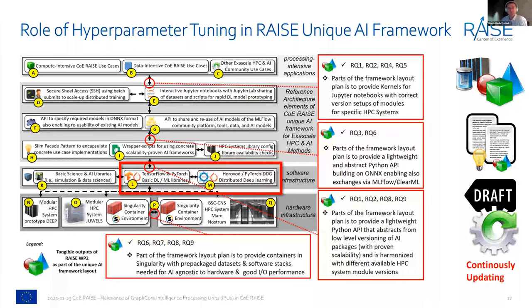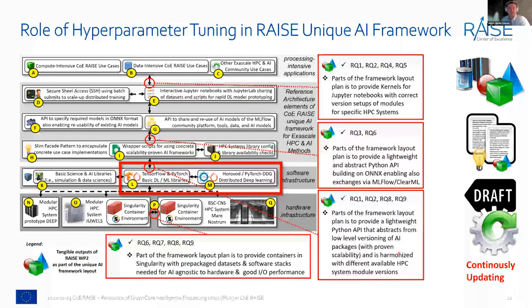You see here a little bit our RAISE unique AI framework as a blueprint, so to speak, of the different added values it gives. And it has essentially a certain collection of Jupyter kernels, which really are proven to work well on HPC systems. We have a light framework from Python that abstracts a little bit from the underlying libraries very soon. We're working on this right now.